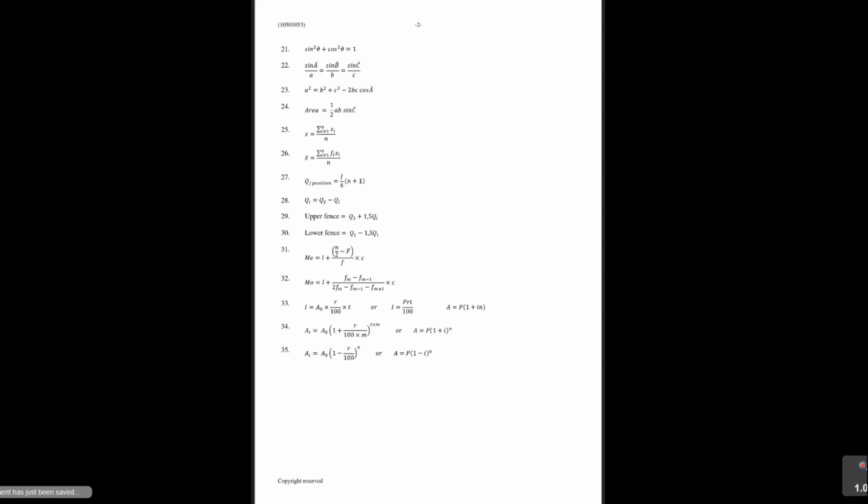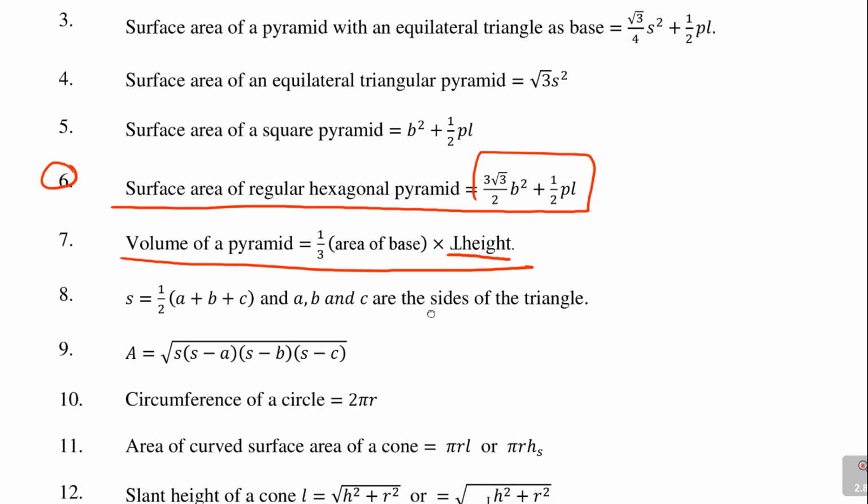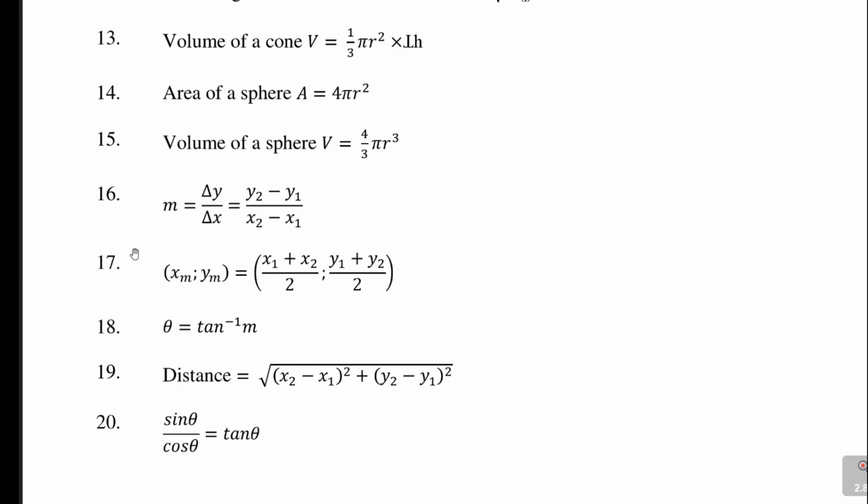The steps. Step 1, find m. m means gradient, and they give us the formula for the gradient. Let me come back to the formula here. We have the formula of the gradient: m is change in y over change in x. There is the formula here, which is y2 minus y1 over x2 minus x1. Okay, so m is equal to y2 minus y1 over x2 minus x1. So we find the gradient.